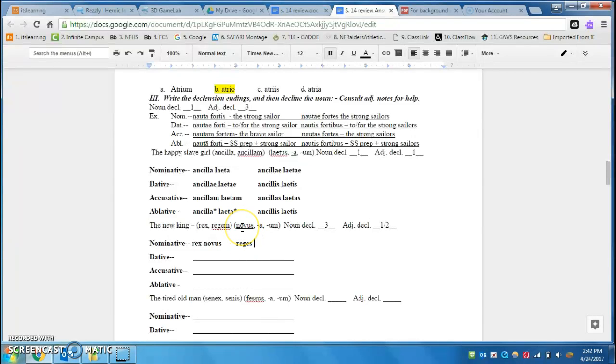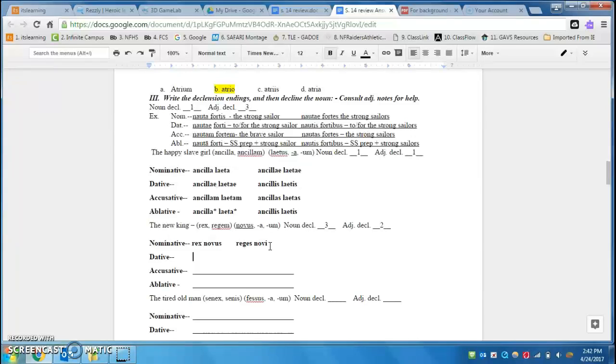And over here, we have our first, second declension adjective. We're going to be going with the second declension since it's masculine. Have that underlined. We go reges, and this will be second declension nominative plural, which is i. So reges novi. All right.